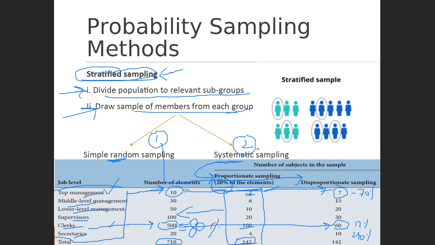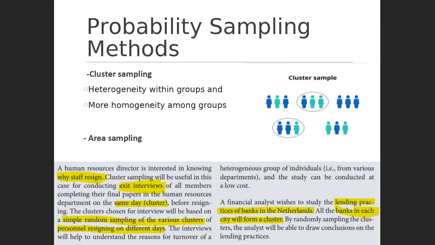So you have a choice when you have identifiable subgroups, and those subgroups may be too large or too small, and you believe that these subgroups would behave differently. Like in this particular example, top management is expected to have different opinions as compared to the clerks. Then you can use stratified sampling. Stratified sampling can be done in two ways: simple random sampling, which is called disproportionate, or systematic sampling, which is called proportionate.